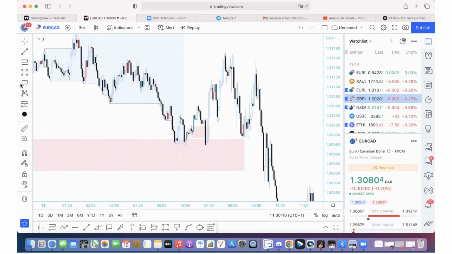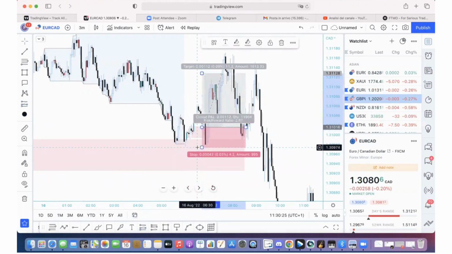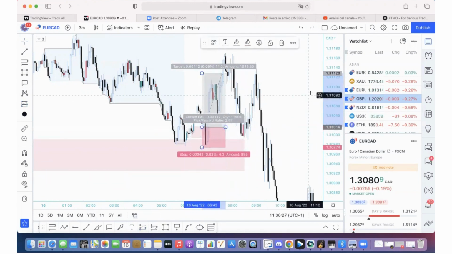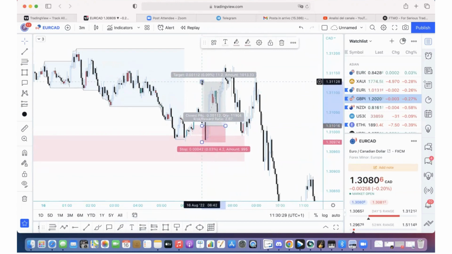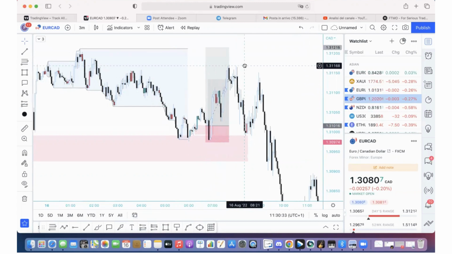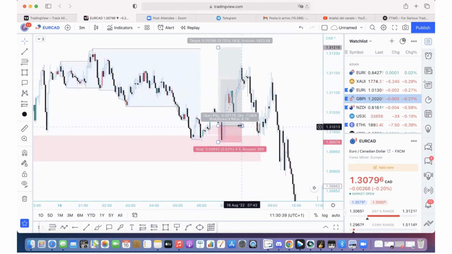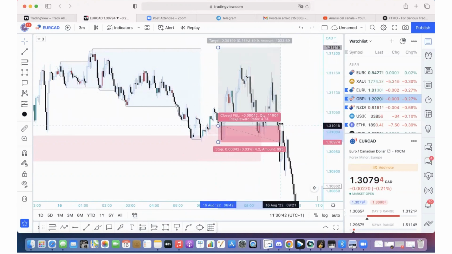Yeah, and it actually went to profit, but then price went down. So in this kind of situation, it was actually 1 to 5 or 1 to 4. I was targeting the Asian high, but I saw price go down. So I was thinking, should I just close the trade? Should I just wait for it? I was already at maybe 1 to 3.